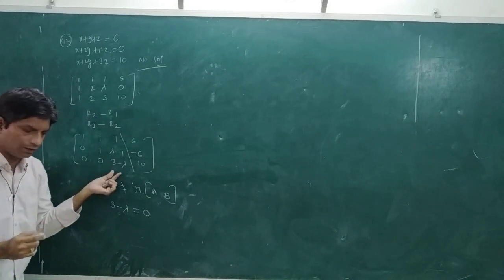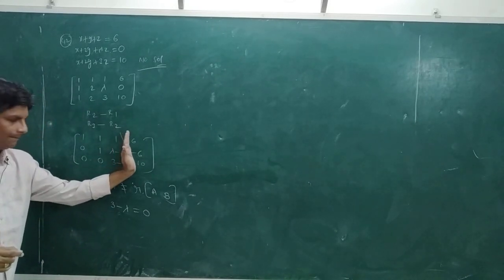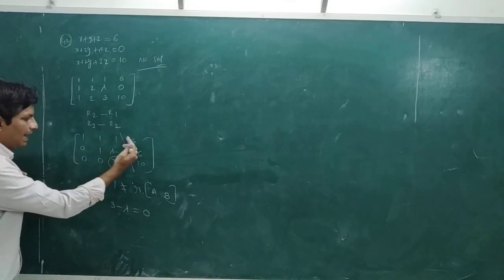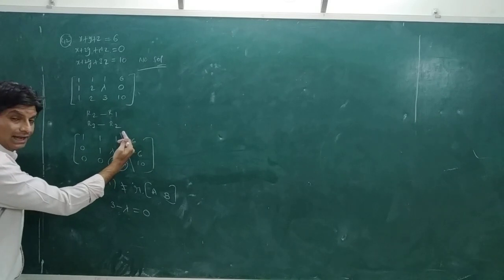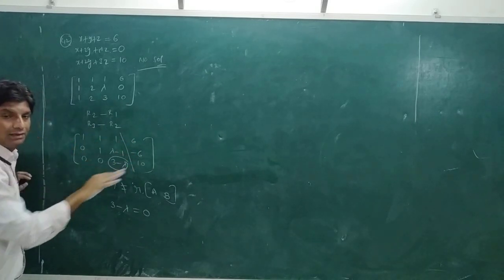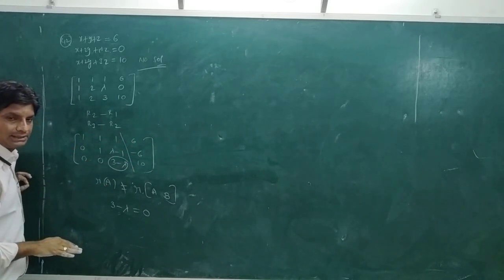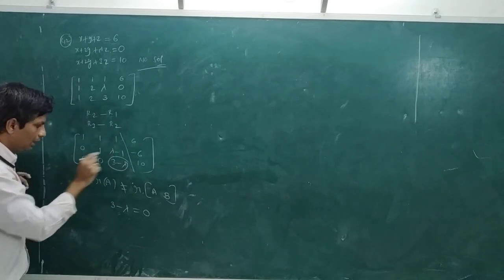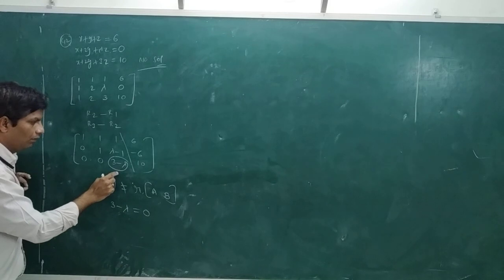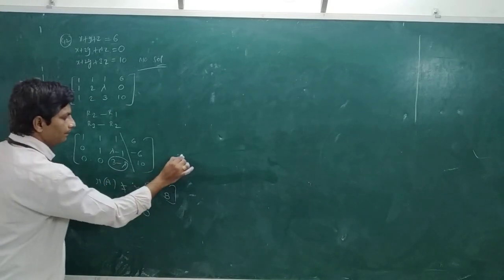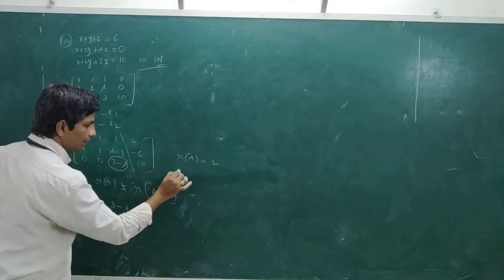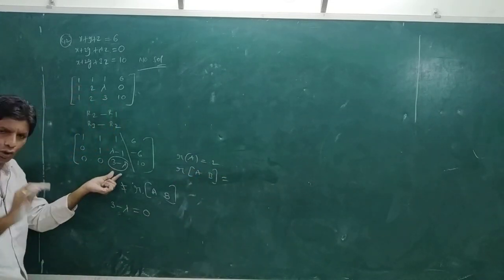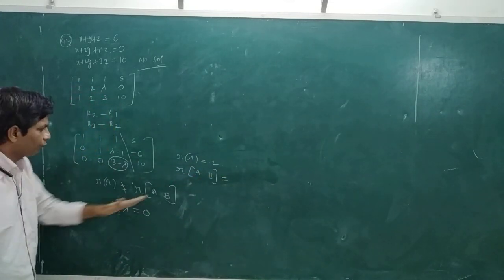If this is 0, what is rank of A? 0, 0, 0. This is echelon form. Number of non-zero rows in echelon form of the given matrix is the rank of the matrix. So 1 1 1 non-zero, 0 1 lambda is non-zero, 0 0 0. If you take this as 0, what is rank of A? 2. Is it right? Then what is rank of AB?